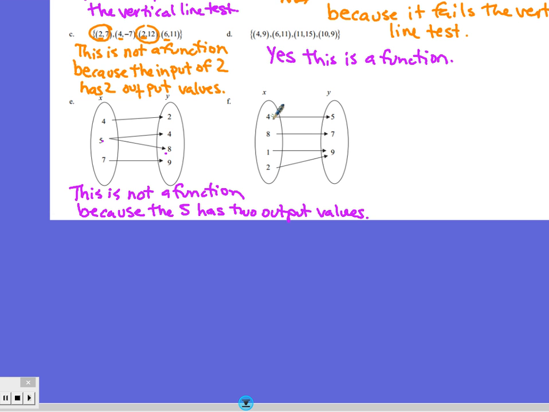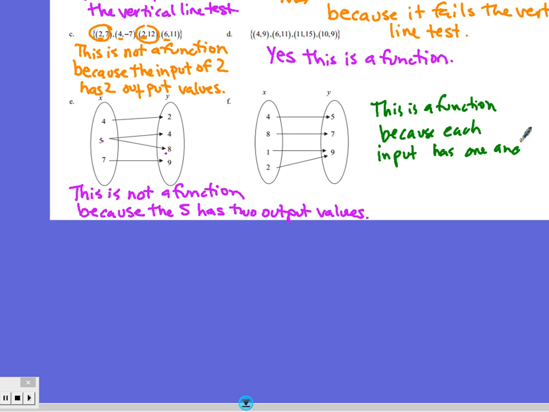So there's only one output for each input. So this is a function, because each input has one and only one output.